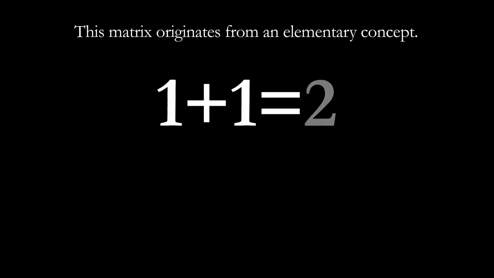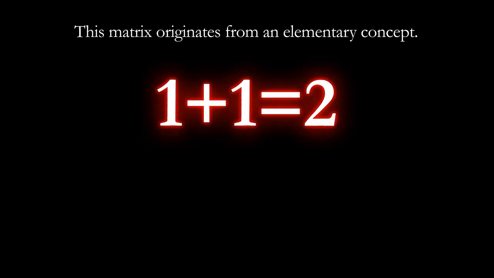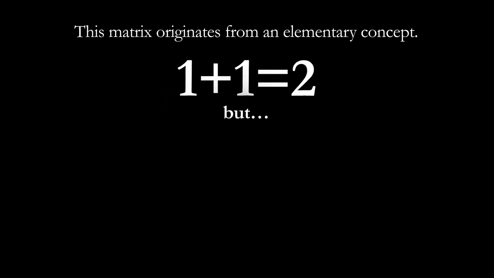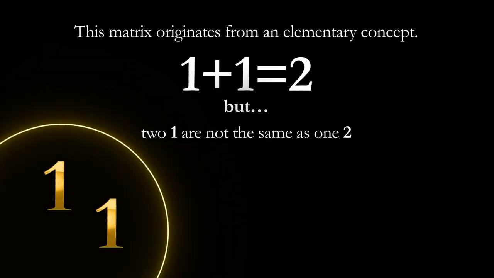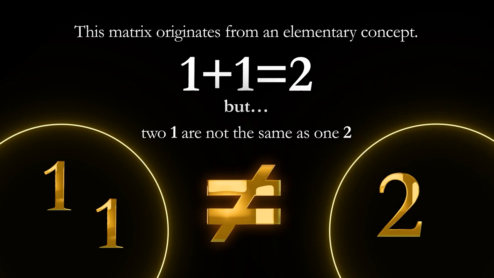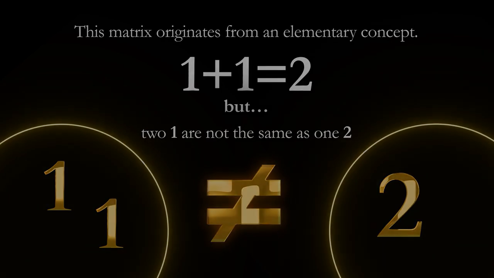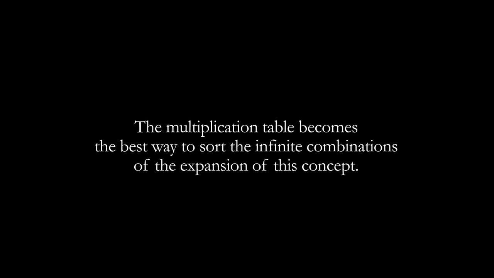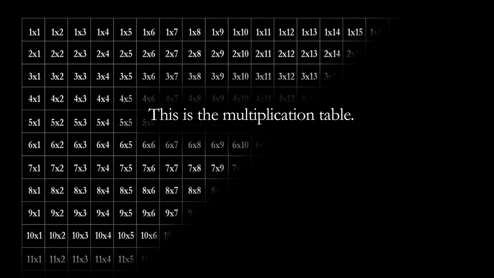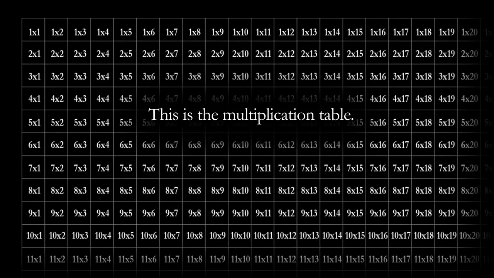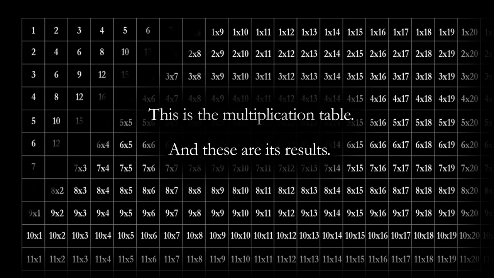This matrix originates from an elementary concept. 1 plus 1 equals 2. But two ones are not the same as 1, 2. The multiplication table becomes the best way to sort the infinite combinations of the expansion of this concept. This is the multiplication table. And these are its results.